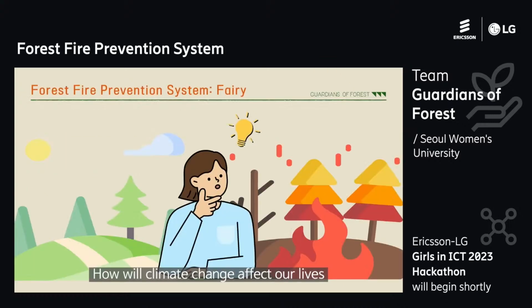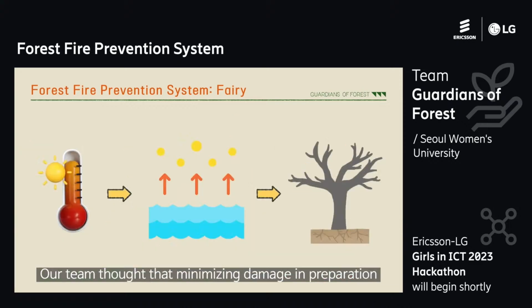How will climate change affect our lives if the temperature rises by 1.5 degrees Celsius? And what does adapting to climate change really mean? Our team thought that minimizing damage in preparation for natural disasters caused by climate change was the first step in adapting to climate change.